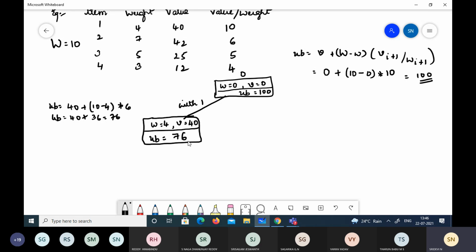You all got this? The first item I am selecting with 1. So I took the weight of it and I am recording the profit of it and I am calculating the upper bound using this formula. So Vi plus 1 by Wi plus 1 will be the best payoff per unit among the remaining items. So this is the best one among the remaining. So I have taken this into 6.